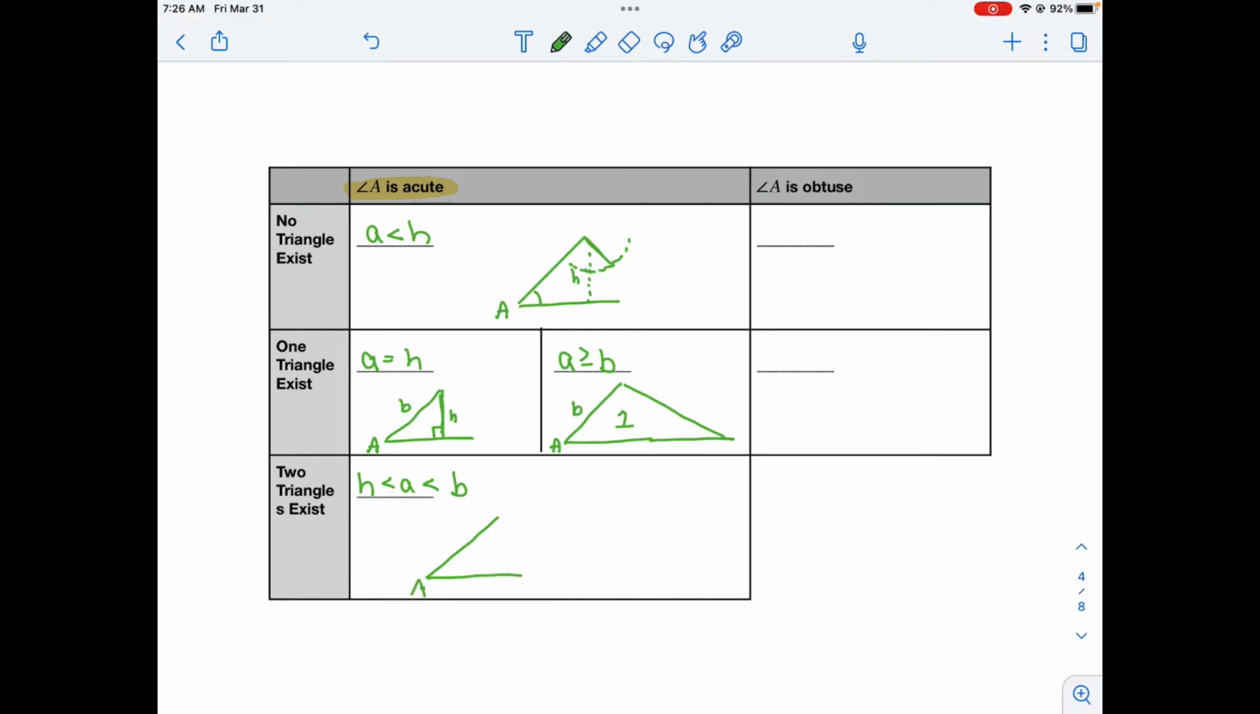So here's an example of what this would look like. Here is angle A and side B that's given, which is our adjacent side to the angle given. Now, if our height is this length, which is H, A is going to be larger than H but smaller than B.